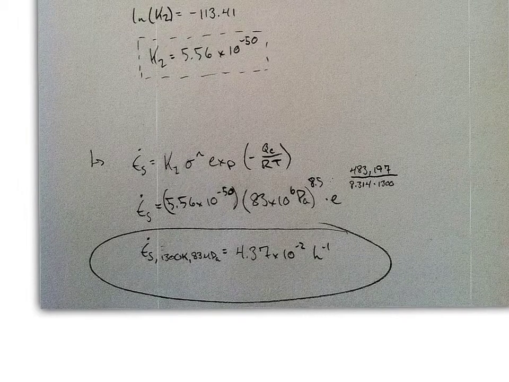With those two values, 483,197 joules per mole and 5.56 times 10 to the negative 50, we can use the information given at the beginning of the problem that T is 1300 degrees Kelvin, given in the exponential on the far right, and that our applied stress is going to be 83 megapascals, which is also 83 times 10 to the 6 pascals, and that's in the center of the right-hand side of the equation. And we also have that n, which is our material parameter, the stress exponent, is 8.5. With those, we find that the steady state creep rate is 4.37 times 10 to the negative 2 per hour.